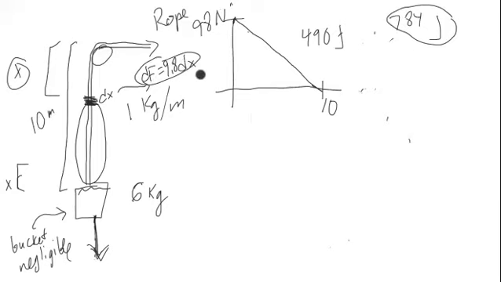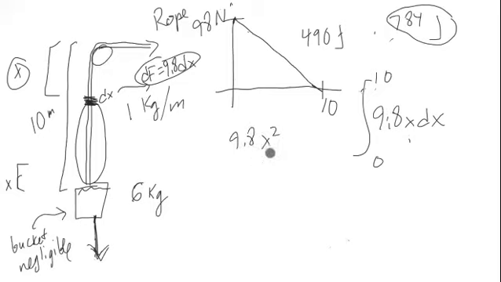Okay, so a little piece of force is 9.8 dx, but then multiplied by how far that little piece of force is traveling, x. So 9.8x dx, and we integrate it as x goes from 0 to 10. And that's going to be equal to 9.8 x squared over 2, going from 0 to 10. So if we put 10 in, that's going to be 100 times 9.8 divided by 2.